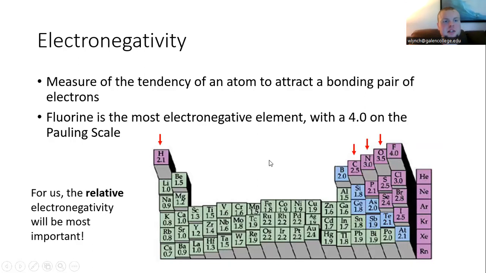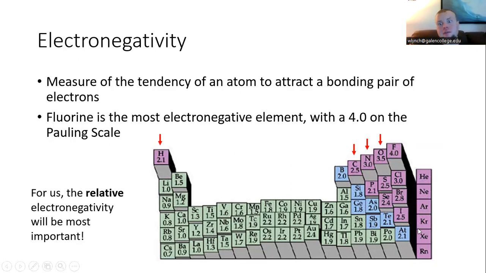Here's a chart of electronegativity. So electronegativity, by definition, is the tendency of an atom to attract a bonding pair of electrons. At the top of the electronegativity scale is fluorine. It has the highest electronegativity because it is the smallest and it has the closest setup to the octet rule.